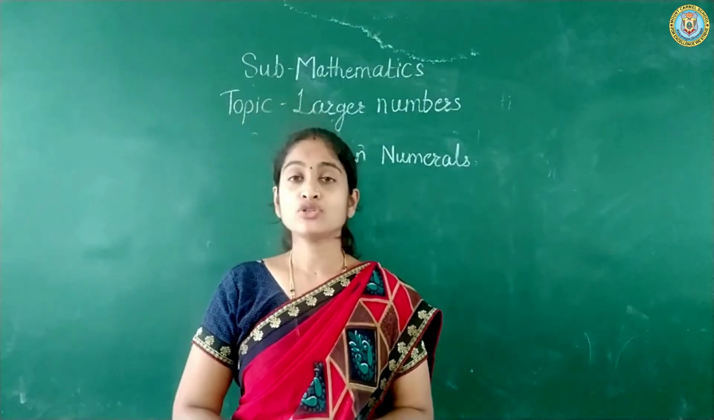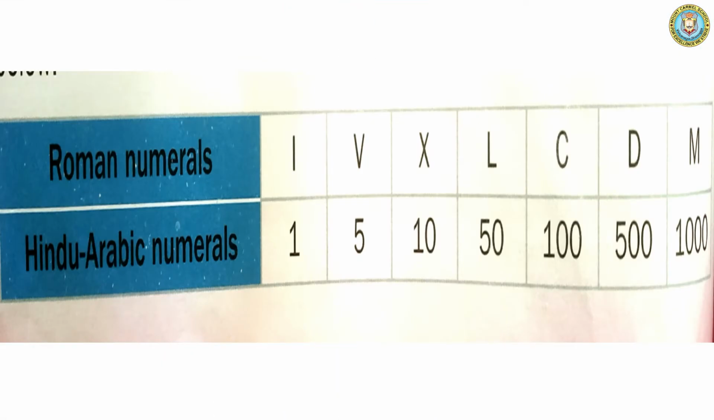Yes, we have to check another image. Yes, this is the other image. In that you can see I V X L C D M. Okay, you have to remember this like this: I V X L C D M. In that, I is for 1, V is 5, X is 10, L is 50, C is 100, D is 500 and M is 1000. Okay, this table you have to learn by heart.